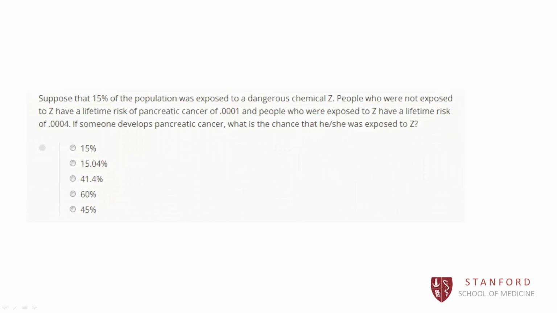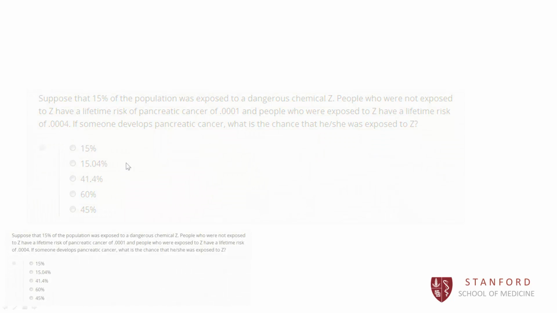This next question presents us with a similar situation. So 15% of the population is exposed, which means 85% are not. Those that are exposed have an elevated risk of 0.0004 of developing pancreatic cancer. Those who are not exposed have a fourfold lower risk of 0.0001. The question is specifically asking, if someone develops pancreatic cancer, what is the chance that he or she was exposed to Z? So this is probably easiest illustrated through a diagram.